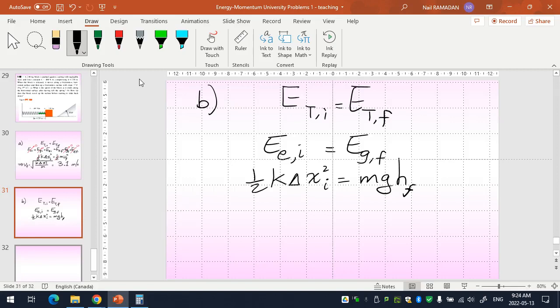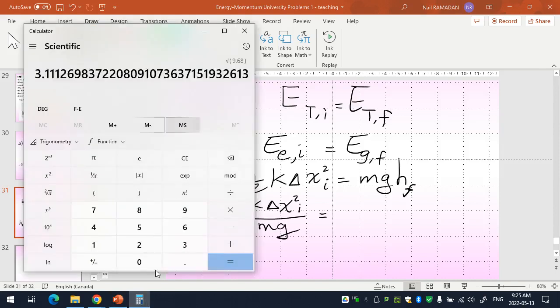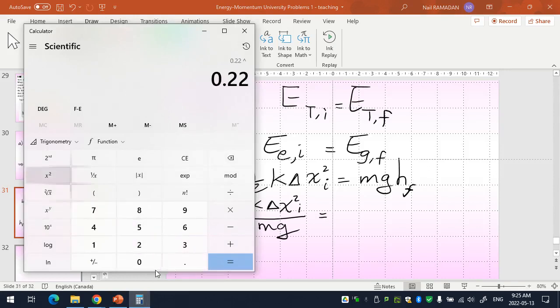What are we solving for here? Height final. Can you tell me the arrangement of the equation then? H final equals one half K delta X squared I over mg. All right, let's do this in one shot. I'm going to start with 0.22 squared, times K, which is 400, times half.